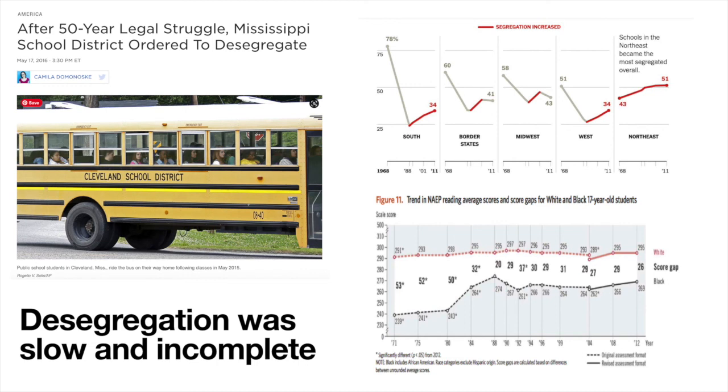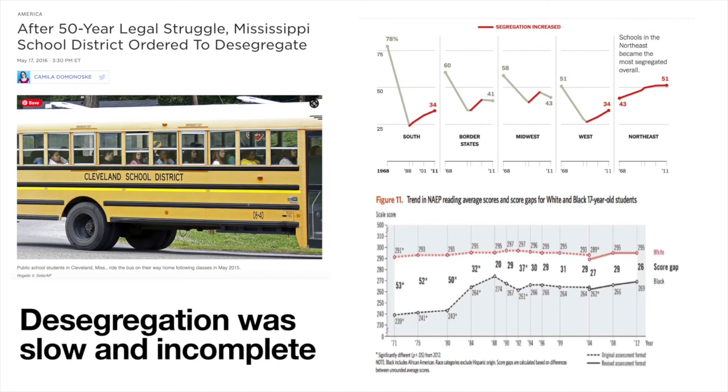As I was looking for different news stories and charts, I saw this article from NPR in the top left corner. 2016, a Mississippi school is still being ordered to desegregate. 2016. Also, if we look in the top right corner, we can see that graph is from the New York Times. We can look at processes of desegregation.